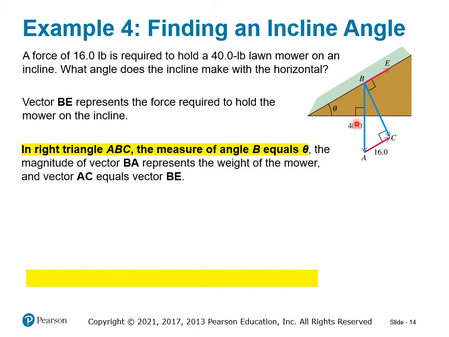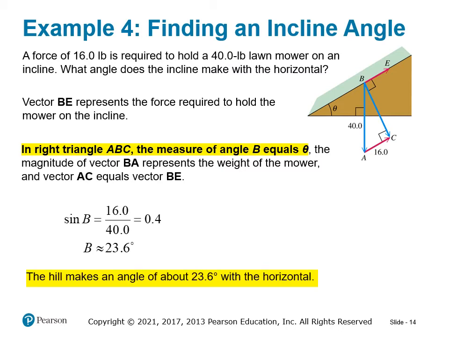So the sine of angle B in this blue triangle here is equal to the opposite, 16, over the hypotenuse, 40, which gives us 0.4, and the inverse sine gives us an angle of 23.6 degrees. What they're mentioning here is just the stuff that I really emphasized on the last slide, that works the same for all incline problems.